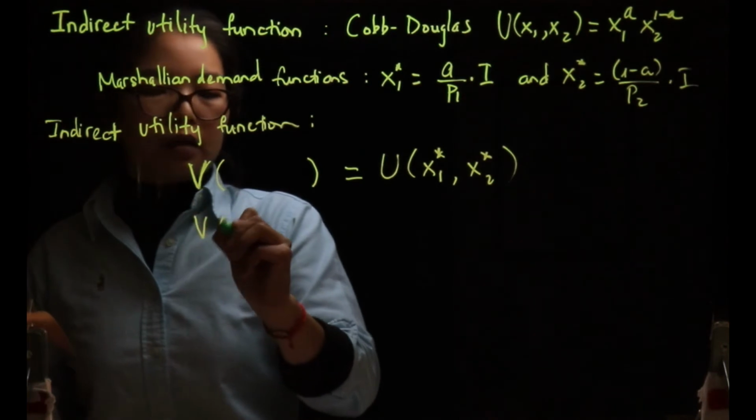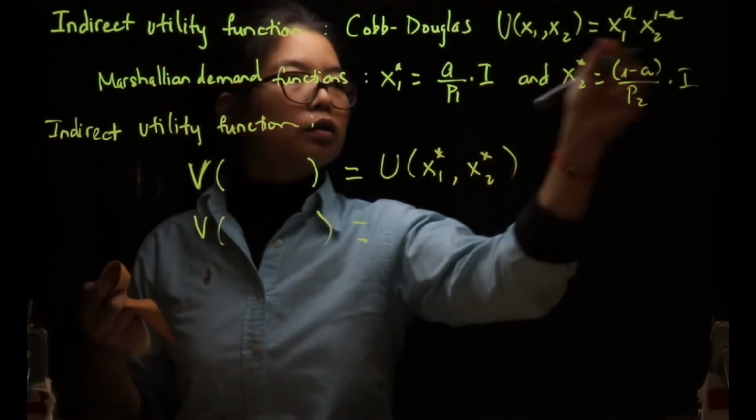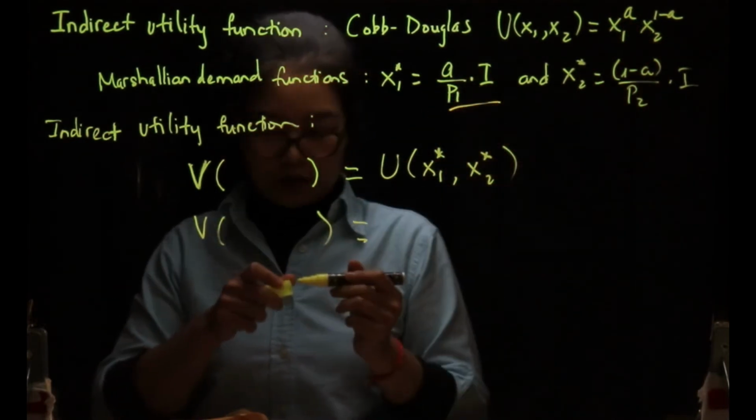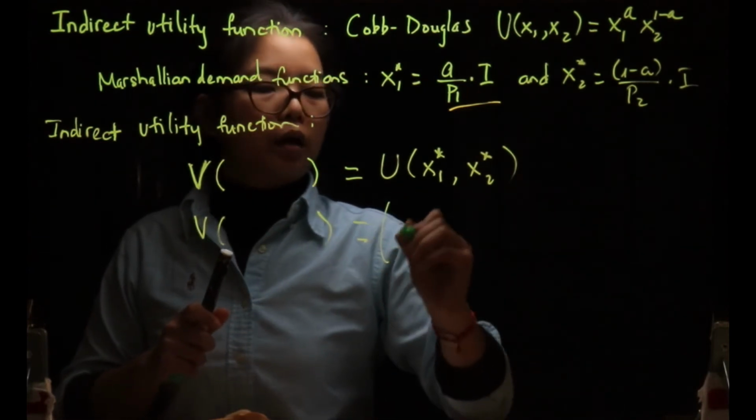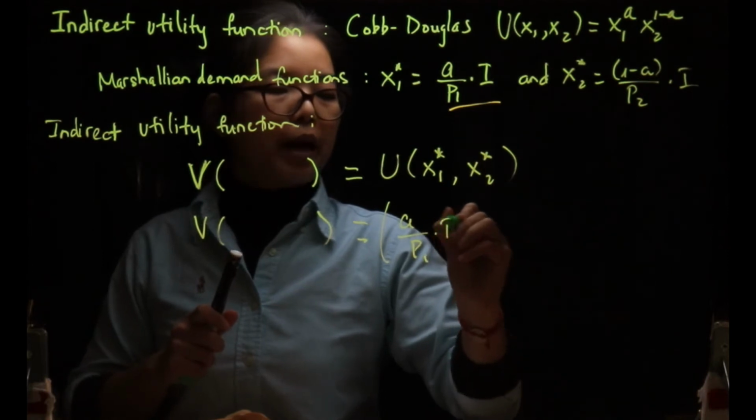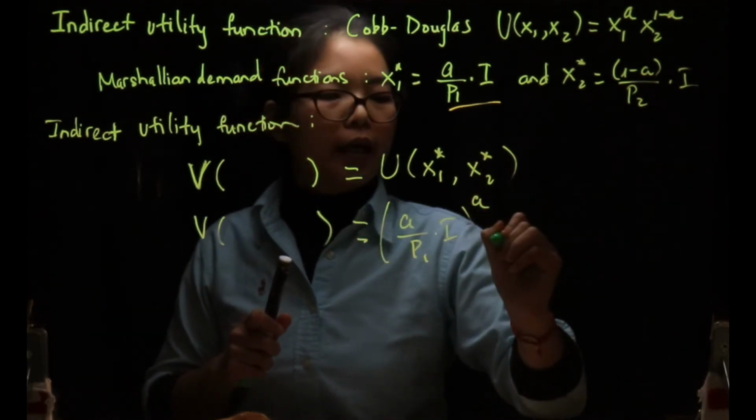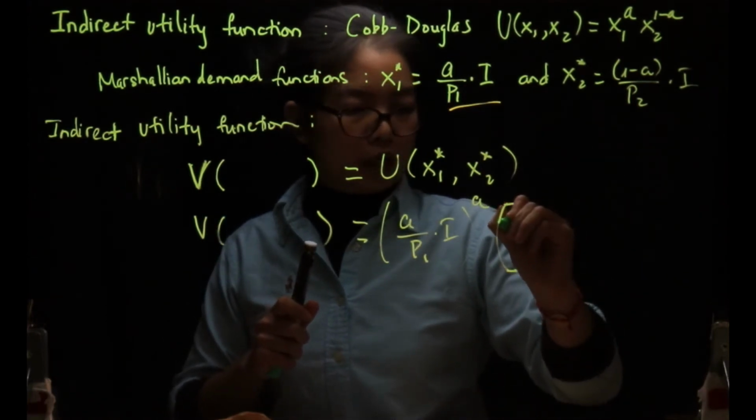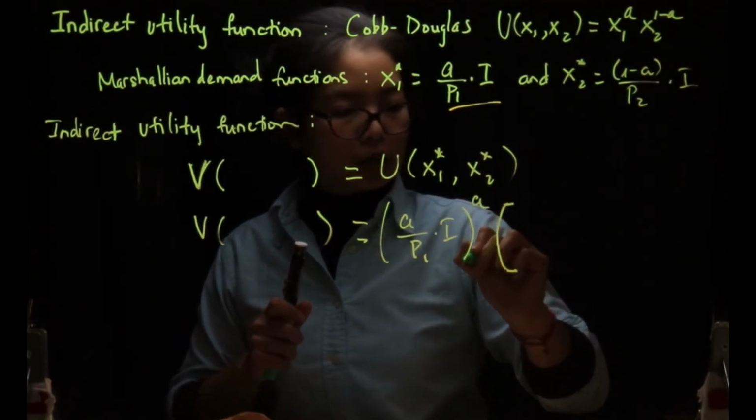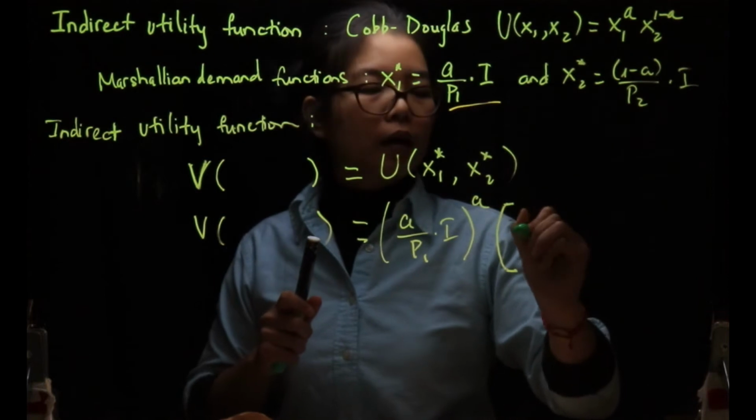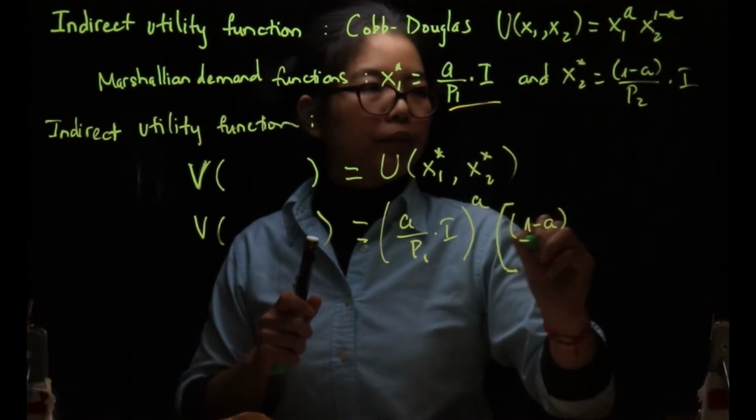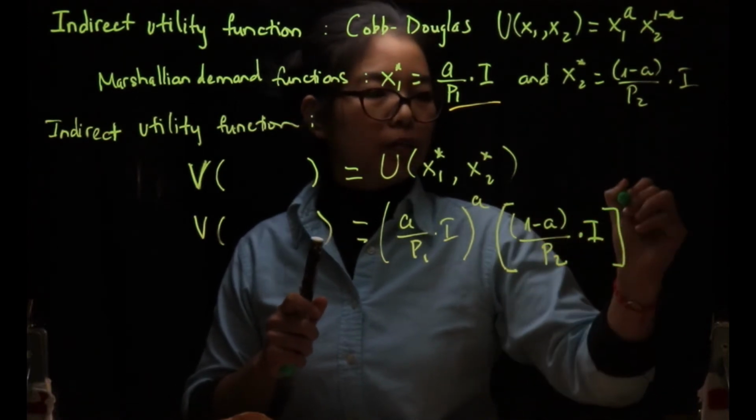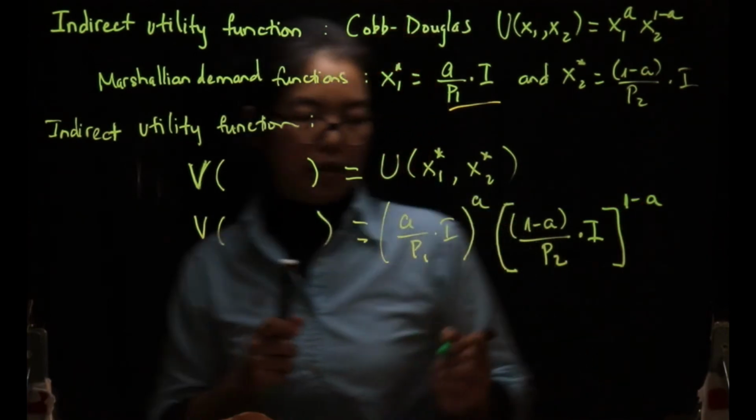Let's see, what is that? Equals, so x1 to the power of A, so this term, A over P1 times I, to the power of A. And then let's have a square bracket over here instead, because that will be necessary. 1 minus A over P2 times I, everything to the power of 1 minus A. There we go.